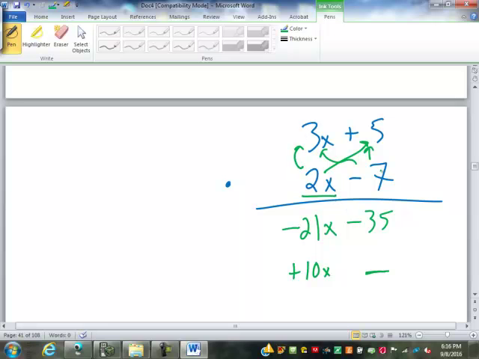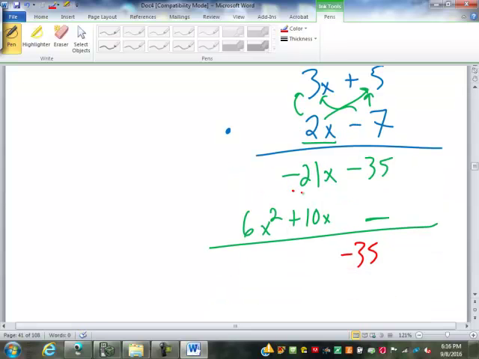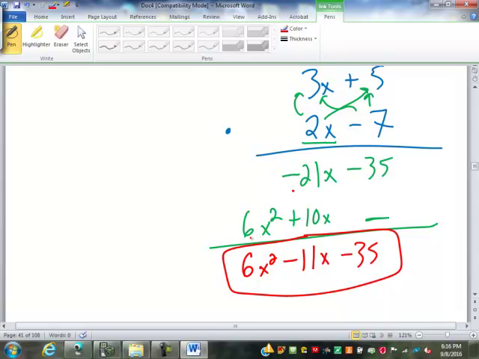2x times 3x, 6x squared. And I can combine my place values. Negative 35, nothing to combine with that. Negative 21x and a positive 10x is a negative 11x. And 6x squared. So it's the exact same process as dealing with whole numbers.